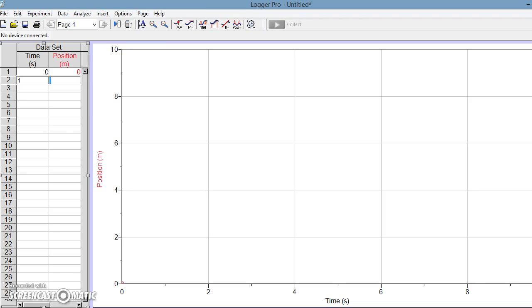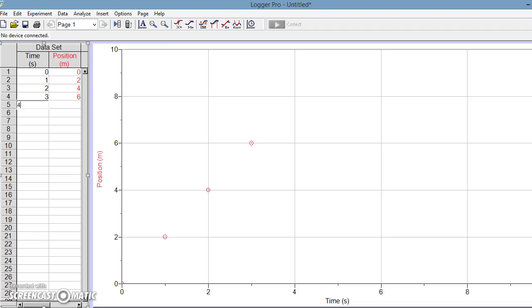And then 1 second later, they were found at the 2 meter mark. Okay, and then at the 2 second mark, they were found at the 4 meter mark. Now you might see the pattern already: for every second that goes by, we move 2 meters. This is representing a constant velocity. So at the 3 second mark, we would expect to be at the 6.